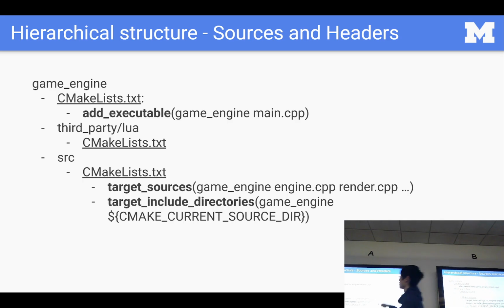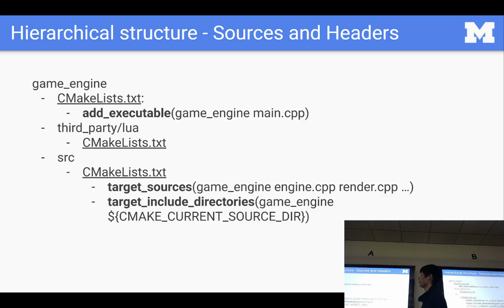So this is the structure. Say we have a game engine, and in the source folder, we're gonna add some executable. Say we have main.cpp in the root directory. So we're gonna add that to our target. So now game engine contains a single source file called main.cpp.